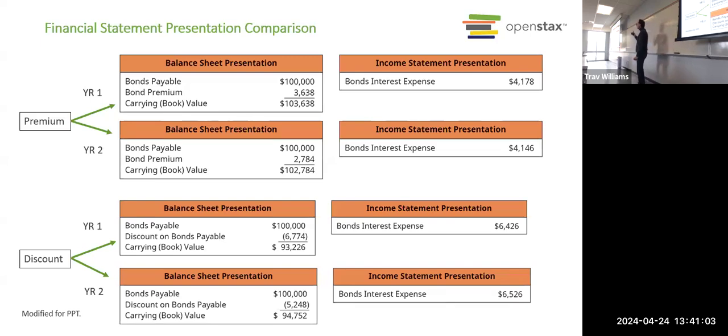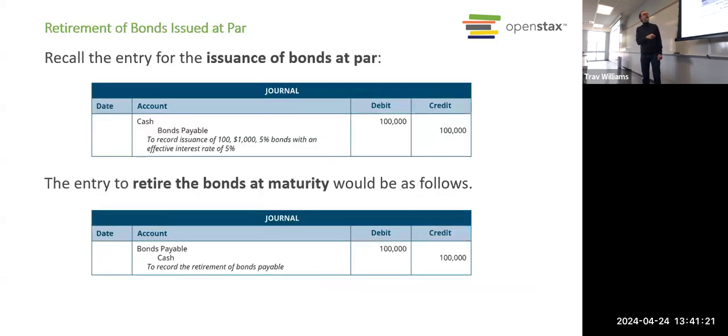The bonds issued at a premium, the carrying value starts at whatever you sold it for and comes down to the face value. Bonds sold at a discount, the carrying value starts at whatever you sold it for and increases to the face value. If you get confused about that, this slide might help refresh your memory.